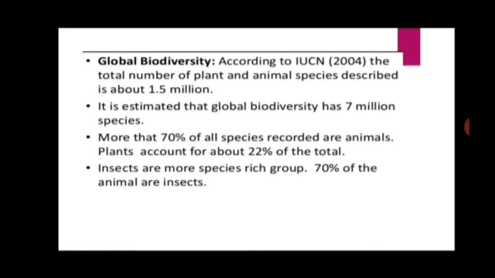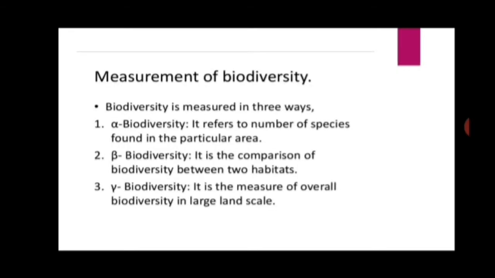What do you mean by global species diversity? According to IUCN, in the year 2004, the total number of plants and animal species described were about 1.5 million. It was estimated that the global diversity has 7 million species. More than 70% of all species recorded are animals, whereas about 22% of total account for the plants. There are insects. We already have studied in class 11th about the arthropods. Arthropods consist of around 70% of the animals.